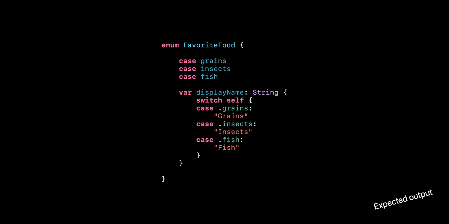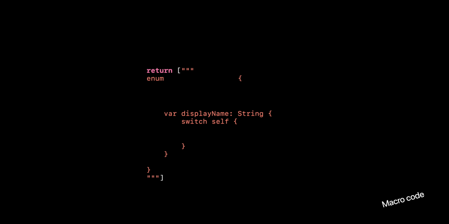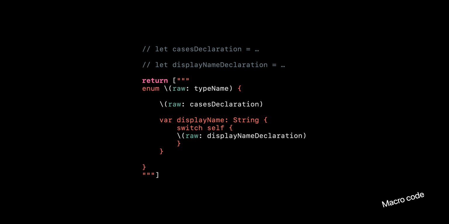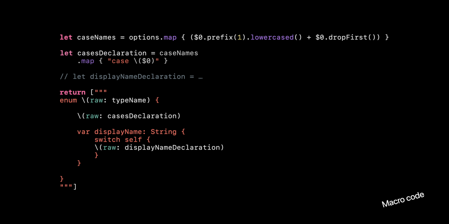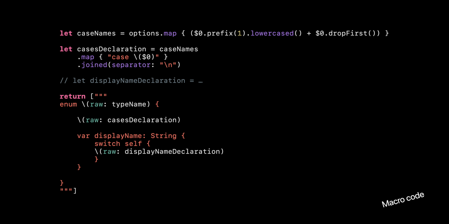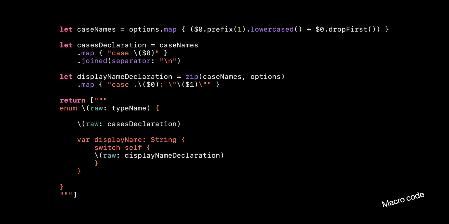Anyway, here's what I want to get in result. Of course, my macro doesn't know about the specific enum cases. Luckily, I can use string interpolation, which looks pretty much like always, except for this raw keyword. It comes from the Swift syntax package and tells the compiler to not perform any extra processing. I can interpolate type name as is, but for each option I need to do three things: lowercase its first letter, prepend the case keyword, and finally insert a new line at the end. Because options is just an array of strings, I use the familiar map and join methods. To match display names to each case, I use a similar approach. Firstly, I zip case names and options together, and then I put each pair of elements in this structure.